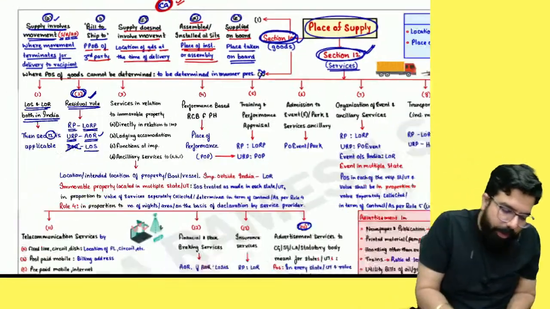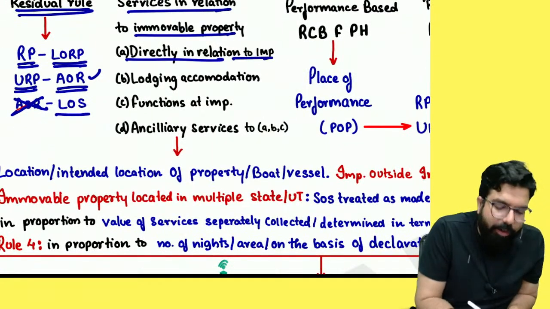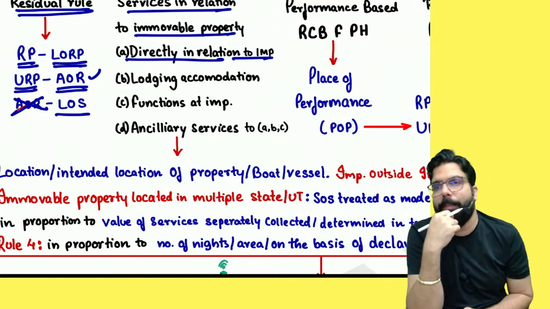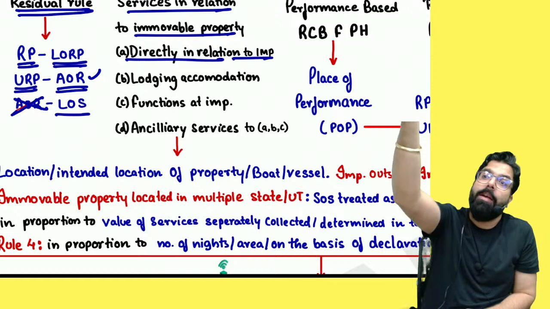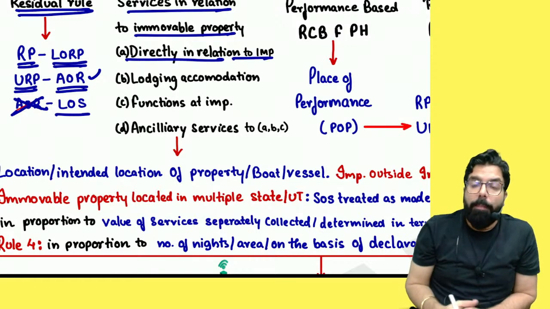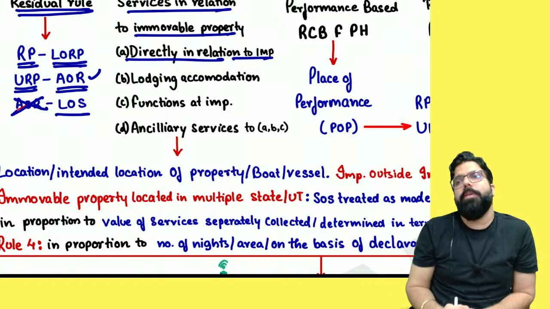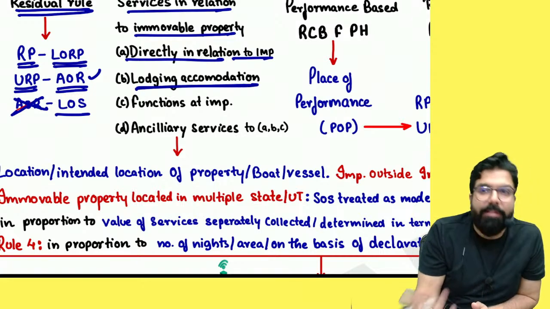Next. Services supplied directly in relation to an immovable property. For an example, you told me to do the interior designing of your immovable property, which is in Delhi. I am from Karnataka. Place of supply, everyone? Delhi. I am in Karnataka doing it, place of supply is in Delhi. What will I charge you in the bill? IGST.